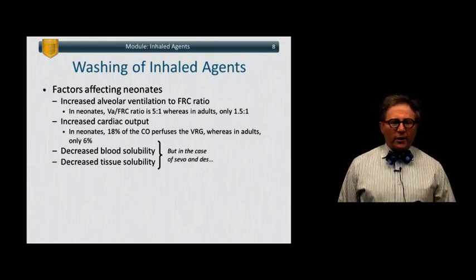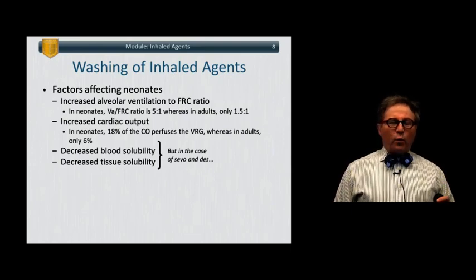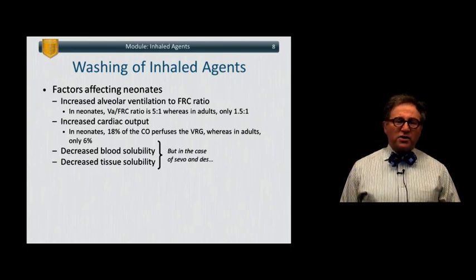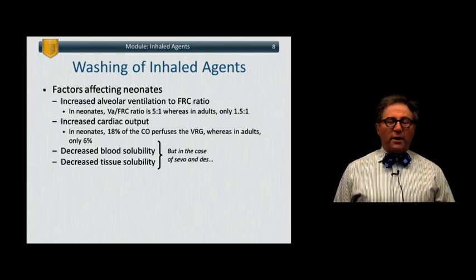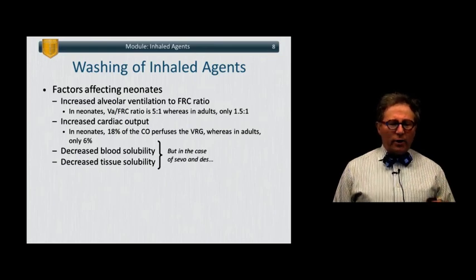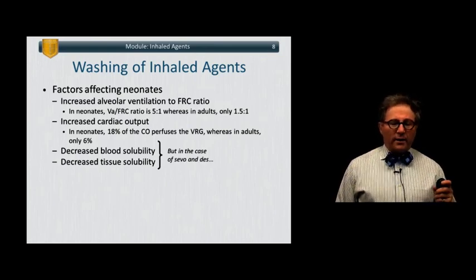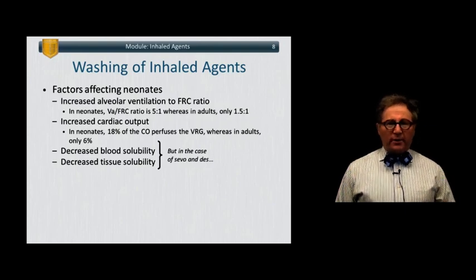Secondly, an increased cardiac output. And one might expect that an increased cardiac output should actually slow the wash-in of inhaled agents. But the increased cardiac output in neonates is crucial because 18% of the cardiac output in neonates perfuses the vessel-rich group, whereas in the adult, only 6% of the cardiac output reaches the vessel-rich group.